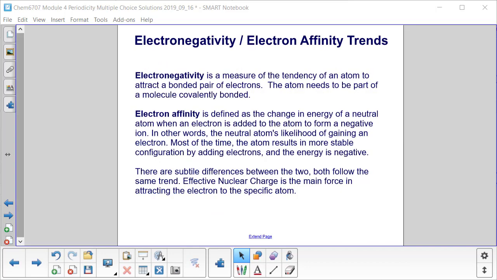Electronegativity is a measure of the tendency of an atom to attract a bonded pair of electrons. The atom needs to be part of a molecule, covalently bonded. Electron affinity is defined as the change in energy of a neutral atom when an electron is added to that atom to form a negative ion. In other words, the neutral atom's likelihood of gaining an electron. Most of the time, the atom results in a more stable configuration by adding electrons, and the energy is negative. There are subtle differences between the two, but both follow the same trend. The effective nuclear charge is the main force in attracting the electron to the specific atom.